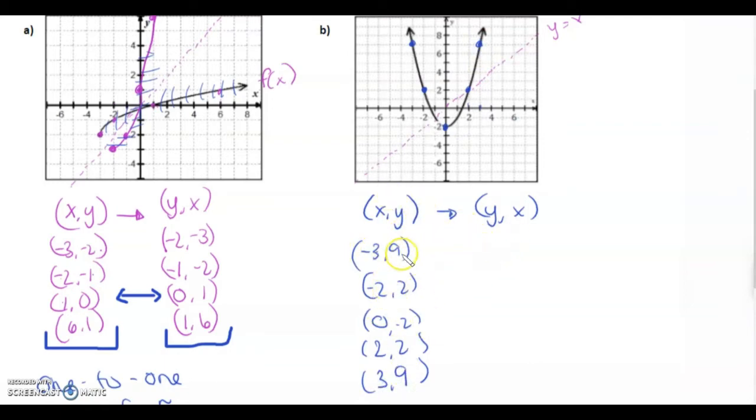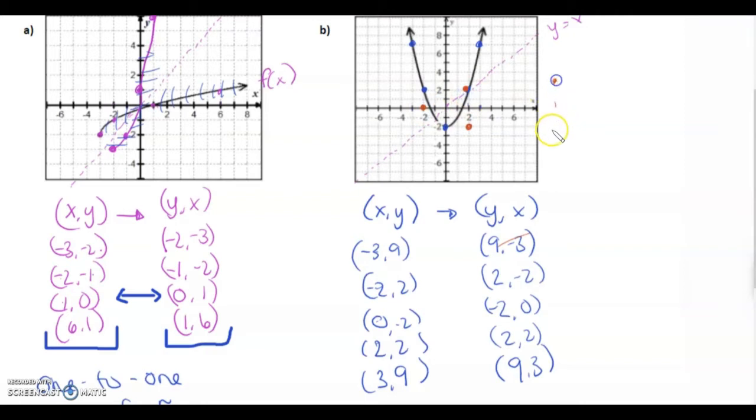Now let's reverse them. Negative 3, 9 goes to 9, negative 3. Negative 2, 2 goes to 2, negative 2. 0, negative 2 goes to negative 2, 0. 2, 2, obviously, those are doubled up. 3, 9, 9, 3. So let's go ahead and graph those. So 9, negative 3 is off our graph, so I'm not going to graph that. 2, negative 2, negative 2, 0, 2, 2, and then 9, 3. 9, 3 would be somewhere here and here. Okay, but you don't have to graph that if it's off the given graph.